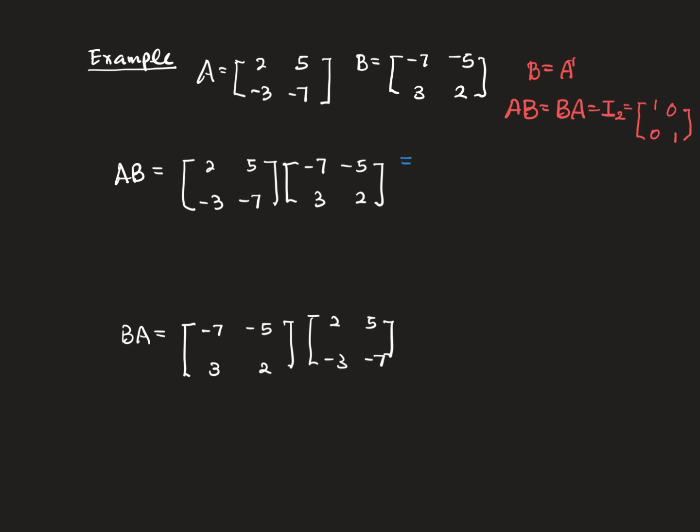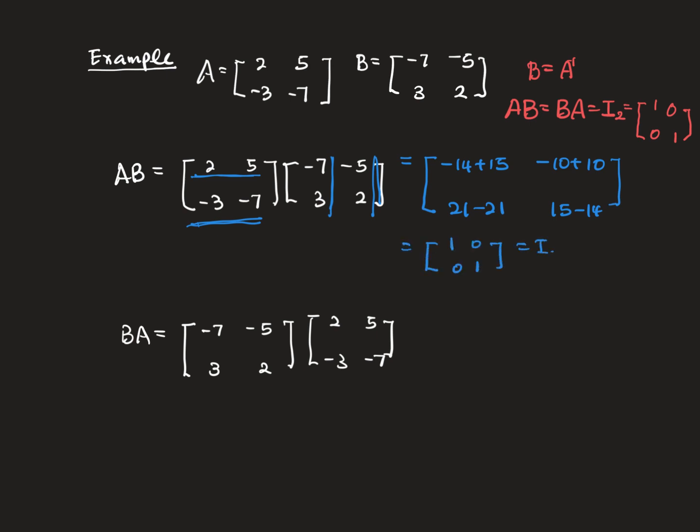Okay, multiplication of the two matrices. Let's go. First row, first column: negative 14 plus 15. First row, second column: negative 10, positive 10. Second row, first column: 21 minus 21. Second row, second column: 15 minus 14. So simplifying, 1, 0, 0, 1. Oh, this is I2, the dimension 2 identity matrix.